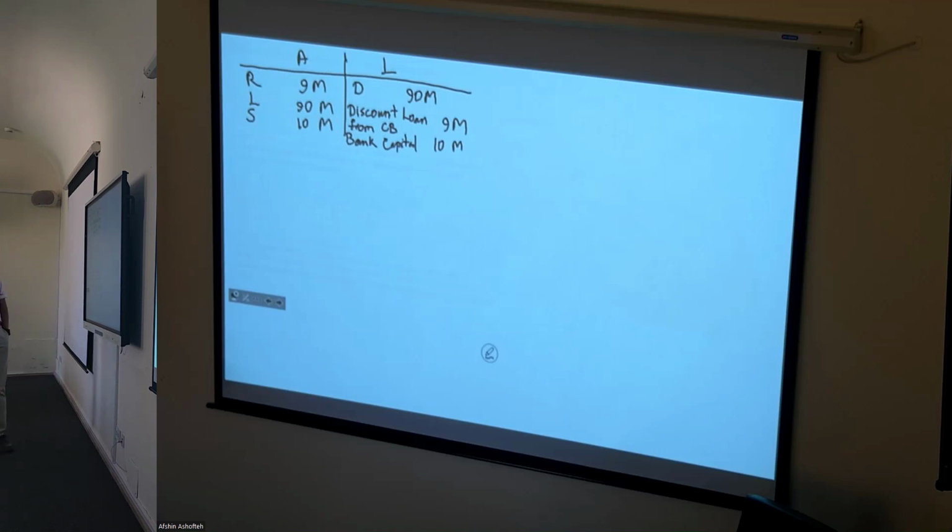So finally, the bank can have this 9 million of reserve to meet the deposit outflows by borrowing from the central bank, which will increase its reserves by the 9 million that is needed. But it is also very expensive, right?